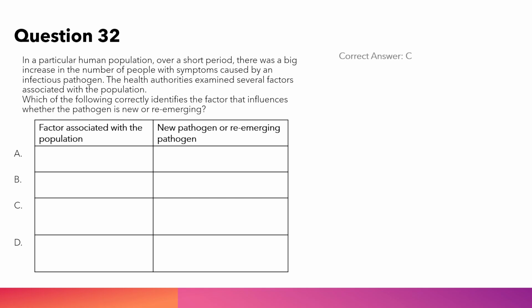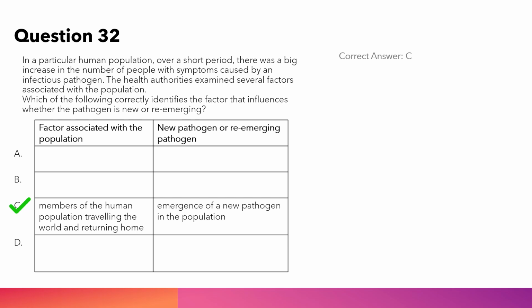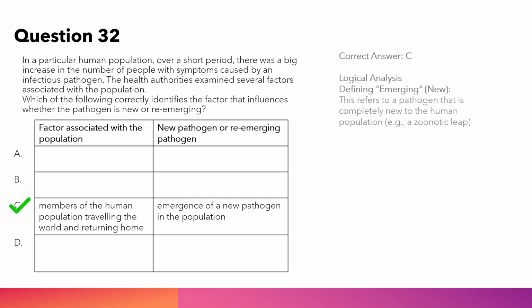Correct answer, C. Factor: members of the human population traveling the world and returning home. Classification: emergence of a new pathogen in the population. Logical analysis. Defining emerging new: this refers to a pathogen that is completely new to the human population, e.g., a zoonotic leap, or one that has existed elsewhere, but is appearing in a new geographical area for the first time.